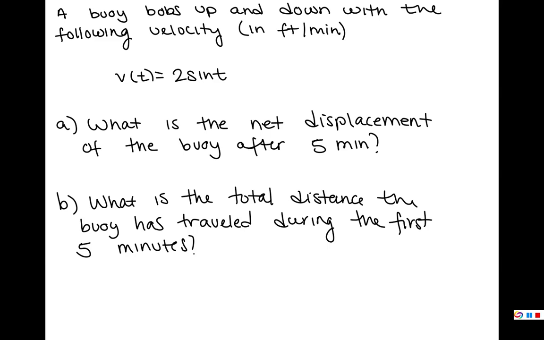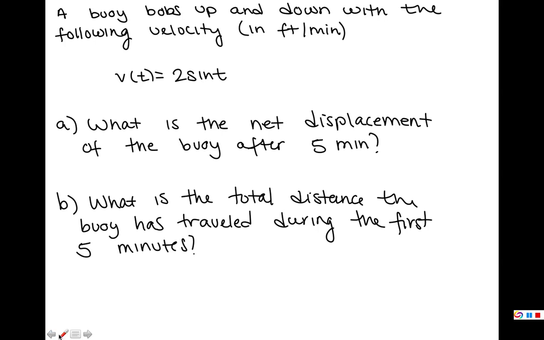All right, let's do an application problem to illustrate what these definite integrals are telling us now that we can find them with our fundamental theorem of calculus. So this example says a buoy bobs up and down with the following velocity in feet per minute. What is the net displacement of the buoy after 5 minutes? And then part B says, what is the total distance the buoy has traveled during those first 5 minutes?